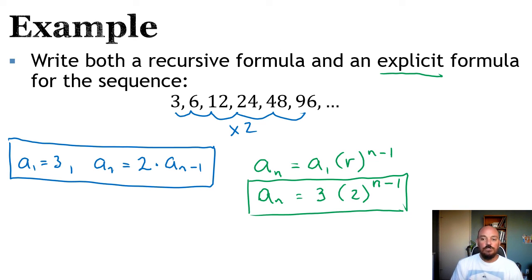So each one has its good and bad things about it. Just make sure you know the difference. If you're asked specifically to do a recursive formula, that's the blue one. And if you're asked to do an explicit formula, that's the green one.